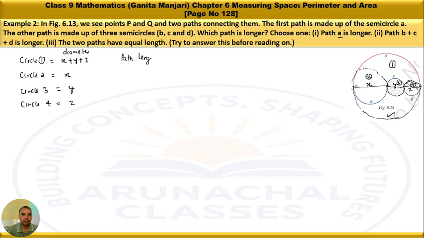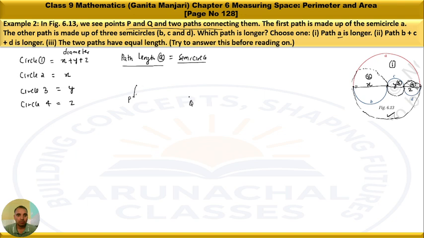Path length A we need to find. This path length is actually a part of a semicircle. Because our target is to find the length between the point P and Q, that is the target in this question, and we need to check whether the path length is longer or shorter or both are equal. Here it is point P and here it is point Q.